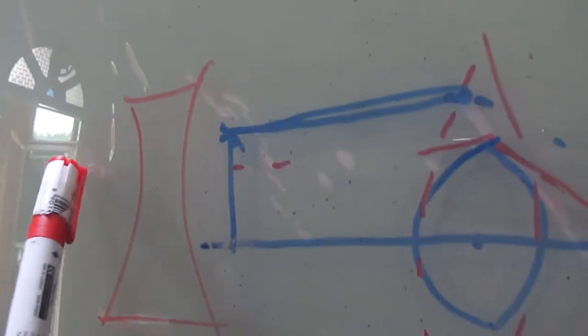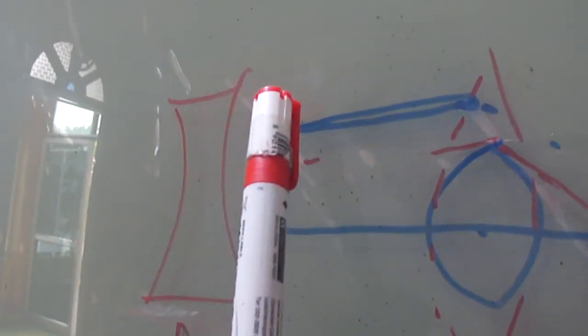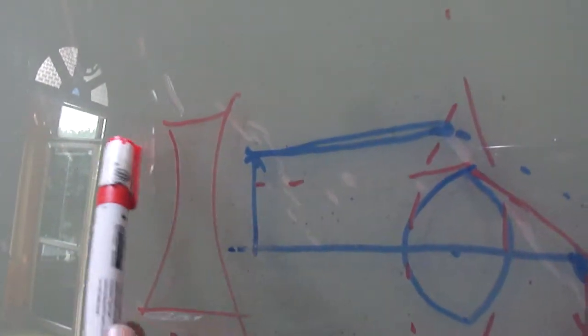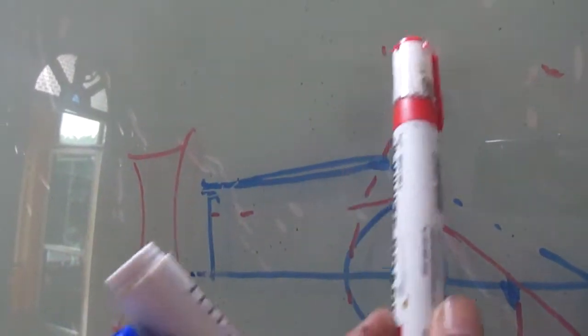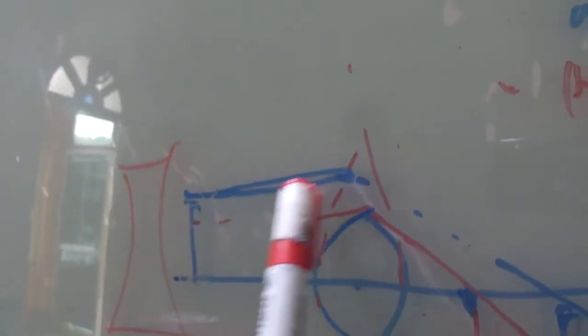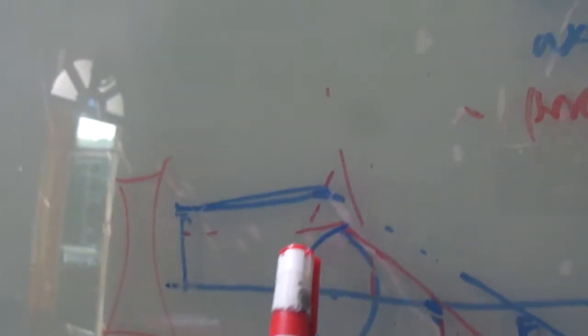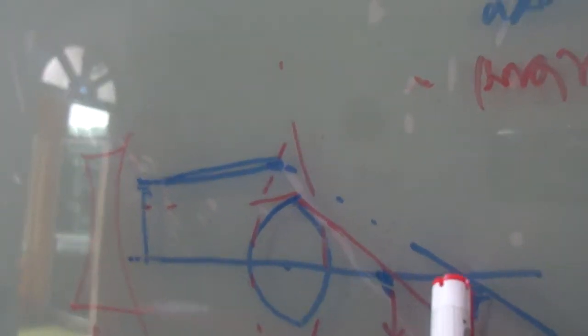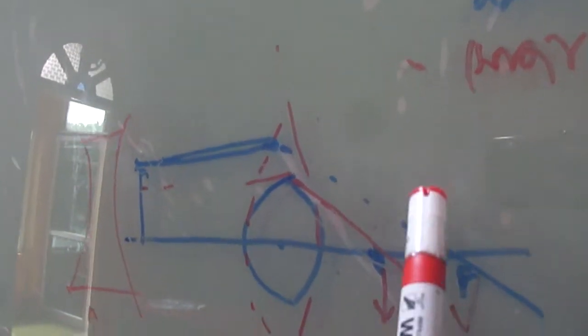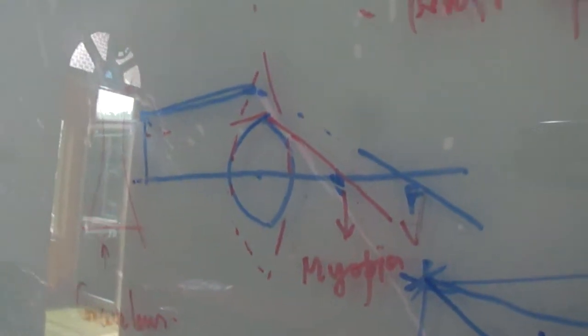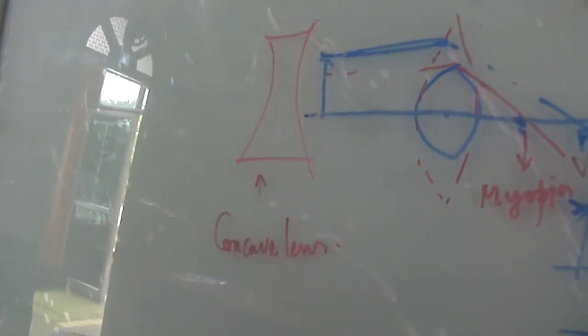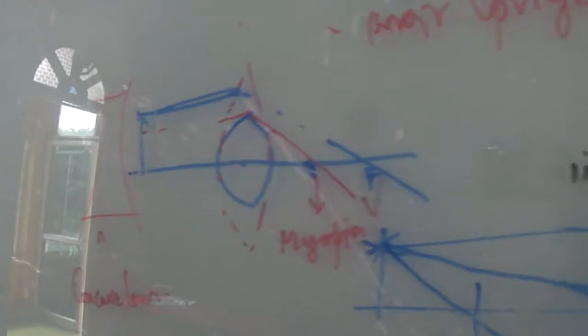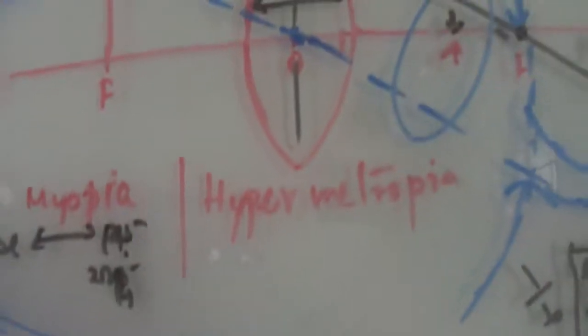So you will see if you place a concave lens, as it is a diverging lens, the rays will move or deviate from the central axis. So in this way, the rays will manage to shift from this defective position to the original normal focal position. So it is the rectification by using a concave lens.